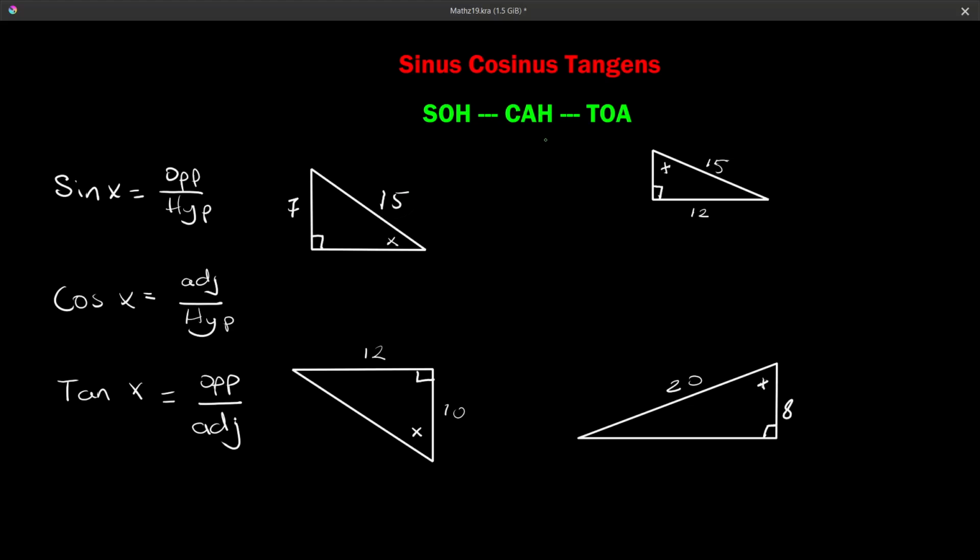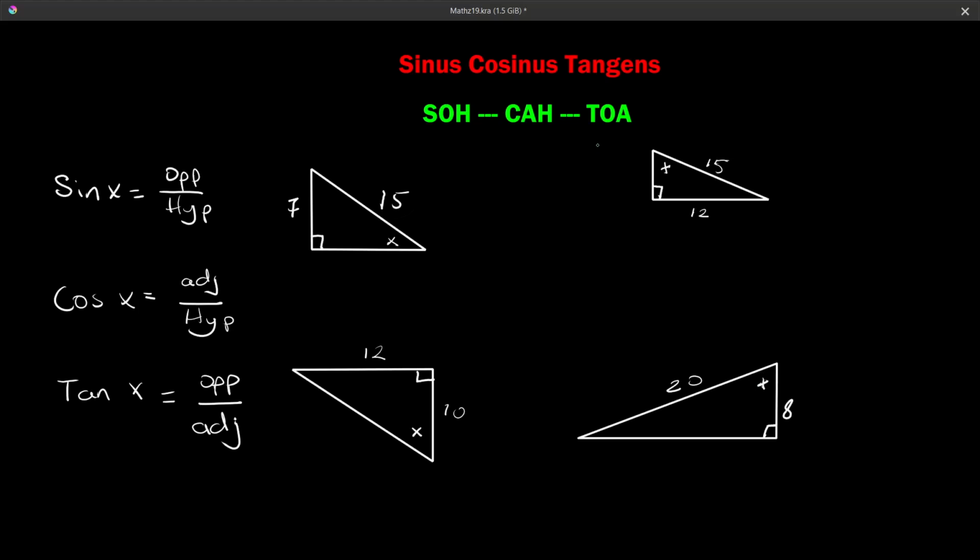The CAH tells us that cosine x is equal to the adjacent side. Let's take this example over here. Cosine x, adjacent side. This one is the hypotenuse, the side across from the right angle. The adjacent side is the side next to the letter x. Adjacent side divided by the hypotenuse is this. So we're going to use the cosine of x over here to find out the missing angle x.